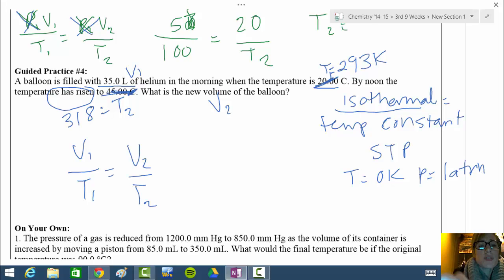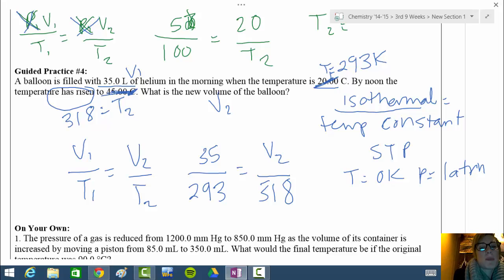And so if we solved for this, you would see that you have 35 is volume 1, 293 is temperature 1. We're looking for V2, and then temperature 2 is 318. So again, we would just be cross multiplying and dividing to get your V2. And now I'm going to have you do the on your own problems on your own.